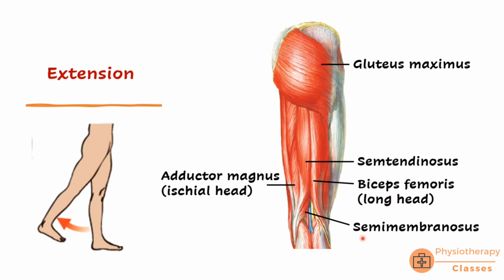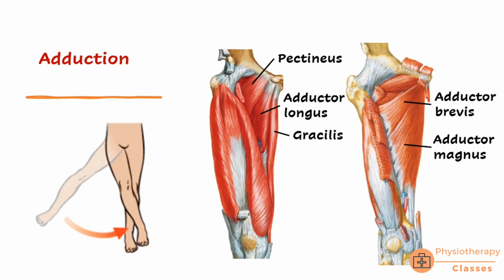All these muscles will be taking origin from the ischial tuberosity side, inserted onto the femur from the pubic bone. So they will bring the femur towards the medial aspect. So they are responsible for adduction.